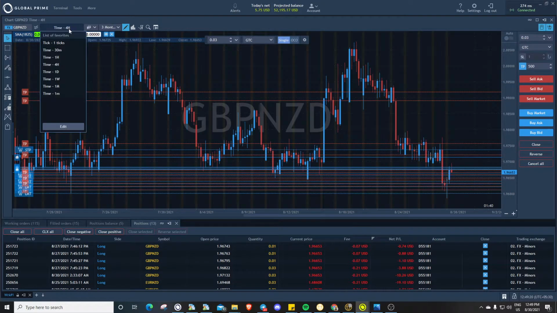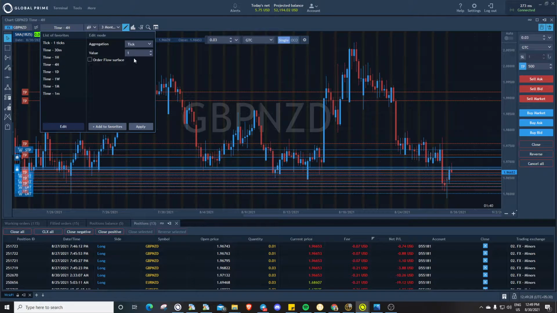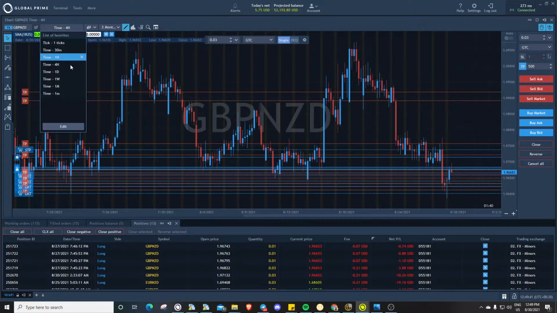Then there is the time frame here. We can change the time frame. By default, we won't have the 1 minute time frame here, but we will need that. Okay, so we're gonna go for edit, then go on the aggregation. We can choose time here, minutes, and then go for one and apply. What will happen is we'll get a 1 minute time frame here. So yeah, that's how we can get it. We're gonna switch to it when we are going to use it.